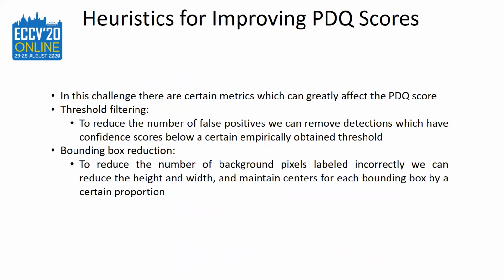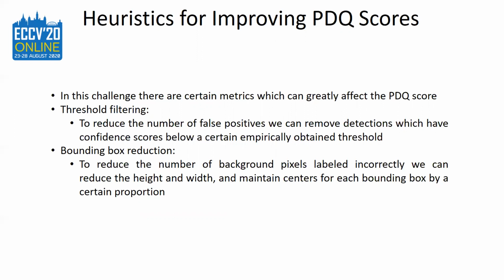In this challenge, there are certain metrics we found that can affect the PDQ score. We will dive into some of the implementation details for each heuristic applied to produce our results. First is threshold filtering. To reduce the number of false positives, we can remove detections which have confidence scores below a certain empirically obtained threshold.